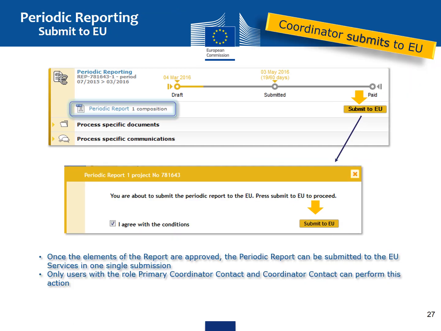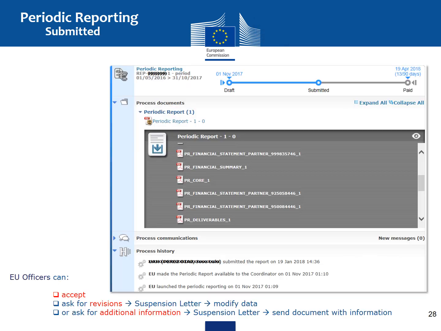So as you see here, the coordinator submits to EU and there will be a message, you're about to submit the periodic report to the EU. Press the submit to EU button and he will say, I agree with the condition and submit to EU. As you see here, the metro line shows that it is now submitted. You can also see all the attachments as a PDF. And here the process history shows that the coordinator has submitted the report.